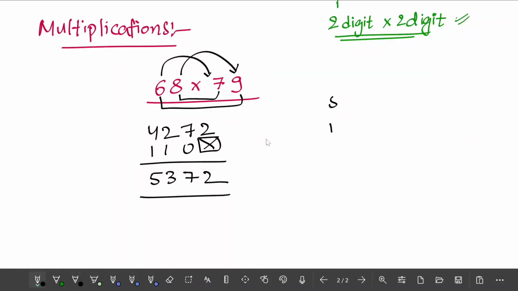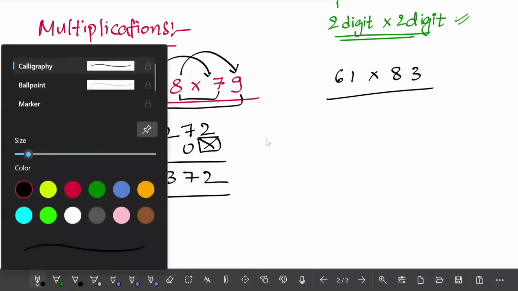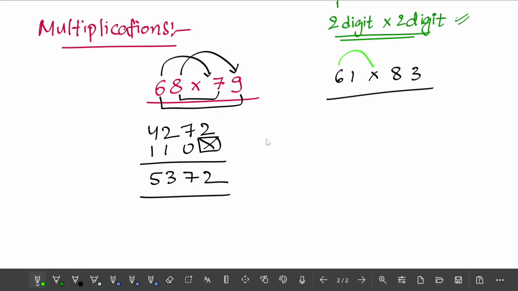Let us take one more example to understand if we get a single digit here. Let us say 61 into 83. In this case, what happens? What is 6 multiplied by 8? It's, sir, 48. What is 1 multiplied by 3? Sir, it's a single digit, that is 3. But we should not write a single digit like 3 here. We should write it like this: 0, 3. Okay? Be careful. This is really important. Most people forget it while doing problems, and marks will be gone.